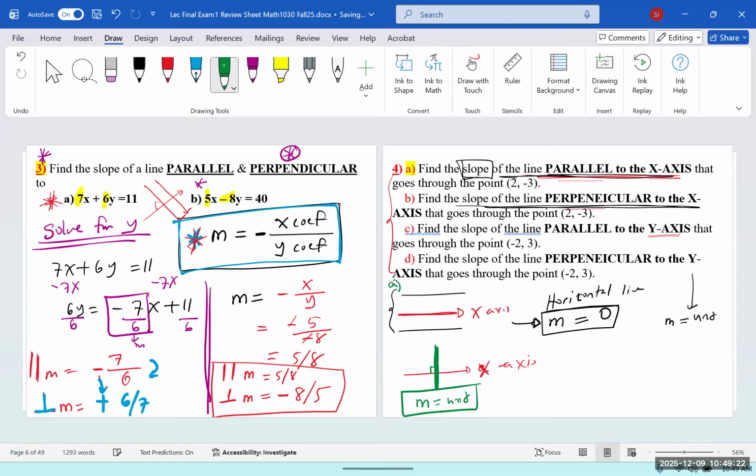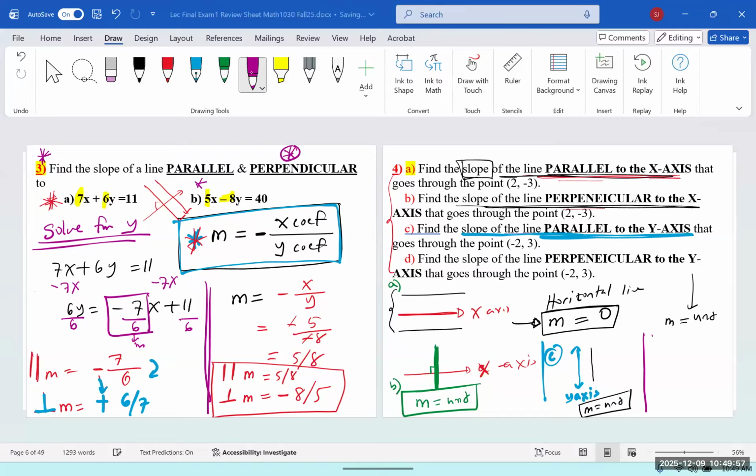So this is A, this is B. Now for C, it's asking for the slope of the line parallel to the y-axis. So you're going to draw your y-axis. If you draw a line that is parallel to the y-axis, you have to draw another vertical line. And the slope of any vertical line is undefined. So the answer for C is just undefined. You don't need any math.